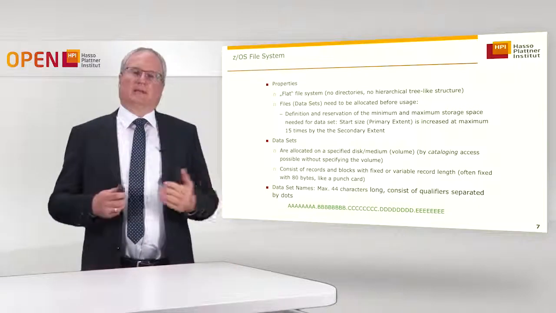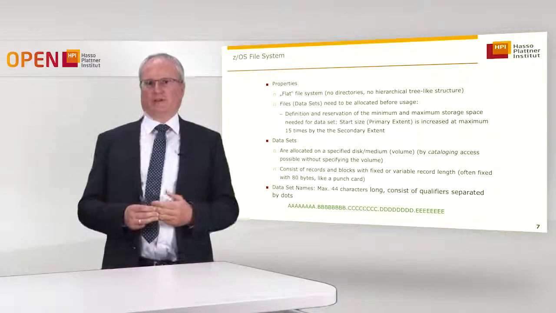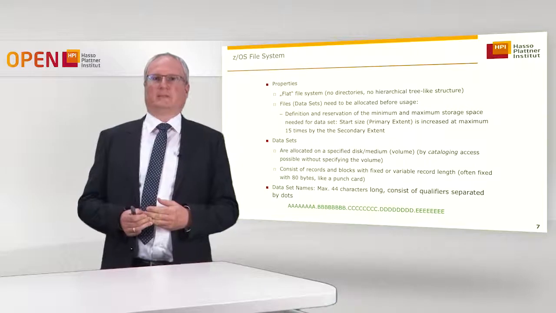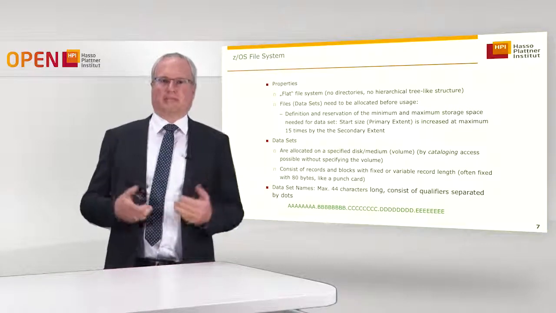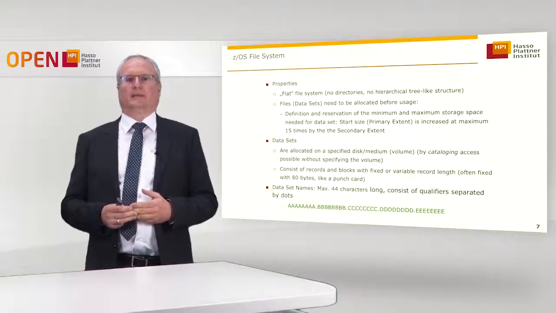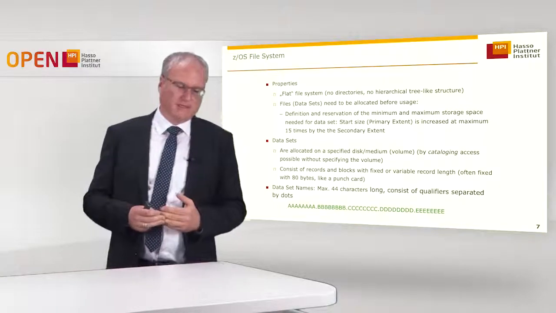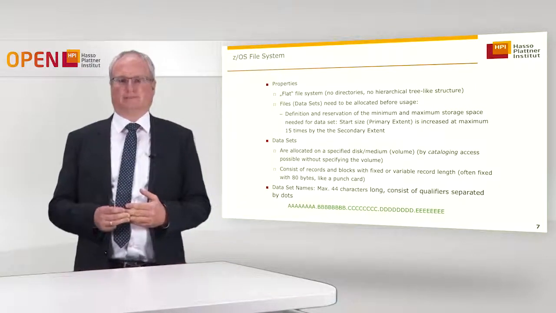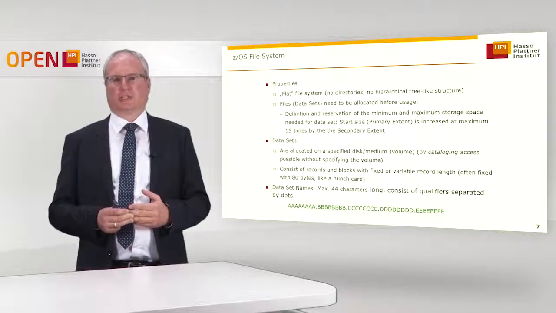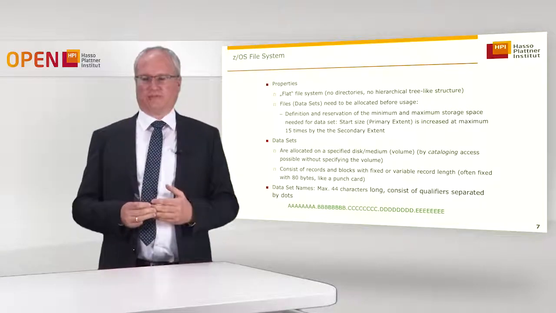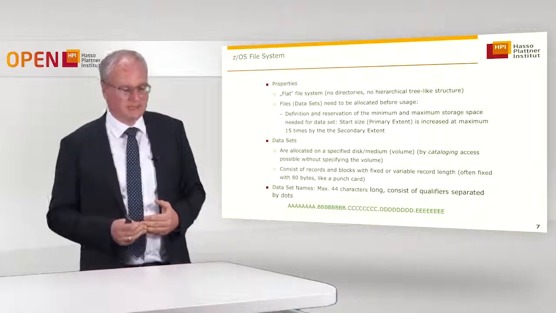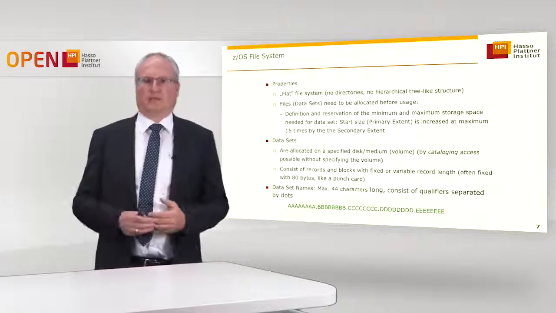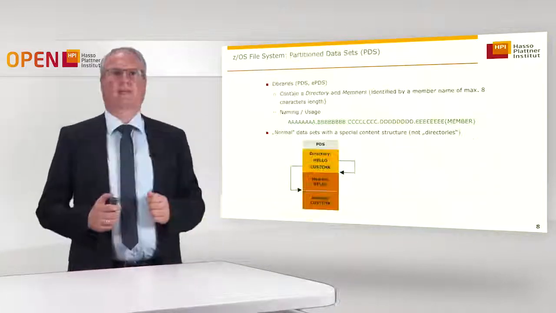Okay, so this is the basic structure of the file system of zOS, managing datasets. Besides these flat files, there are also so-called partitioned datasets, which are more or less the only type of structure that the file system has. And this will be explained on the next slide.